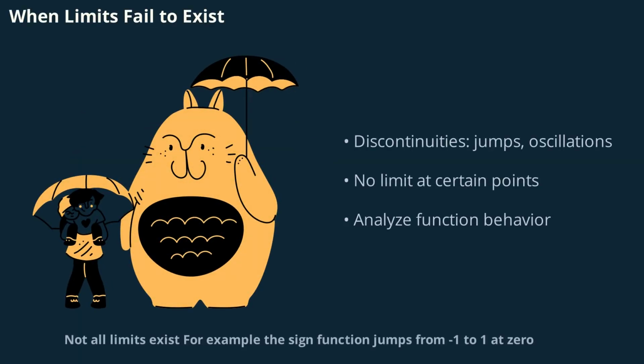Not all limits exist. For example, the sign function jumps from -1 to 1 at 0, so its limit at 0 does not exist. Similarly, functions that oscillate wildly or grow without bound as x approaches a value may not have limits. Understanding when and why limits fail is as important as knowing when they exist.